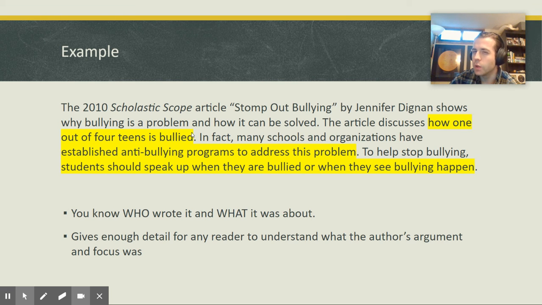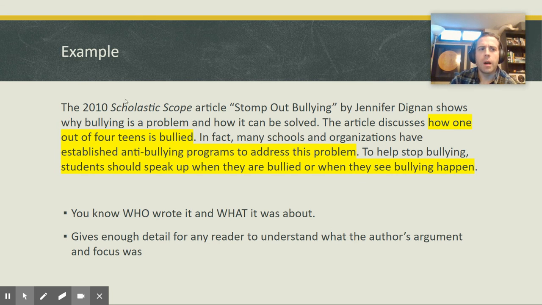So I'm going to assume that in the rest of the article, they're going to give me some of these solutions. And so you, in your objective summary, have to tell me that. Let's see how this plays out. So the article discusses how 1 in 4 teens is bullied. There we go. That's kind of defending this idea of why bullying is a problem. In fact, many schools and organizations have established anti-bullying programs to address this problem. One solution of how it can be solved. And then to help stop bullying, students should speak up when they are bullied or when they see bullying happening. There's another solution of how this can be solved.